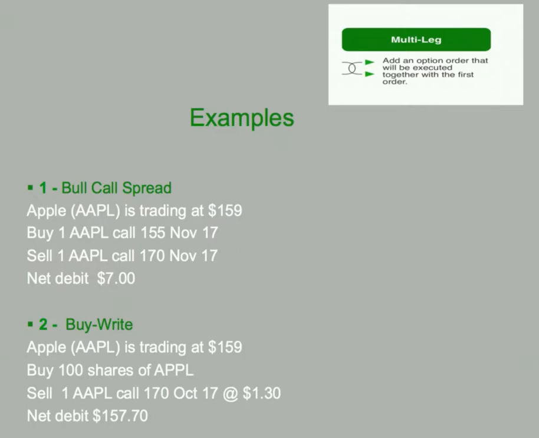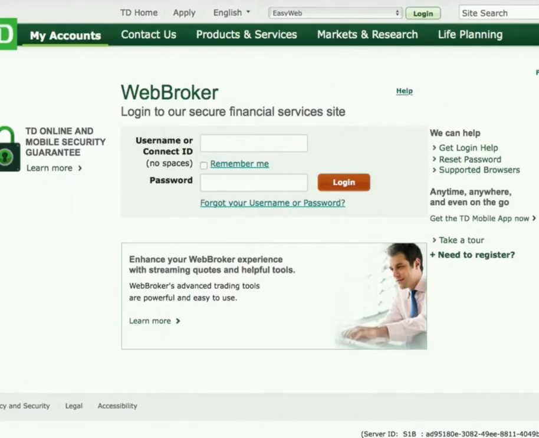Another example is a buy-write. I am buying 100 shares of Apple, symbol AAPL, trading at $159 right now, and I'm simultaneously selling one call of the same security with expiry date in October 2017 and the strike price of $170, and I'm looking for a net credit of $1.30 on the call, so that my net debit becomes $157.70.